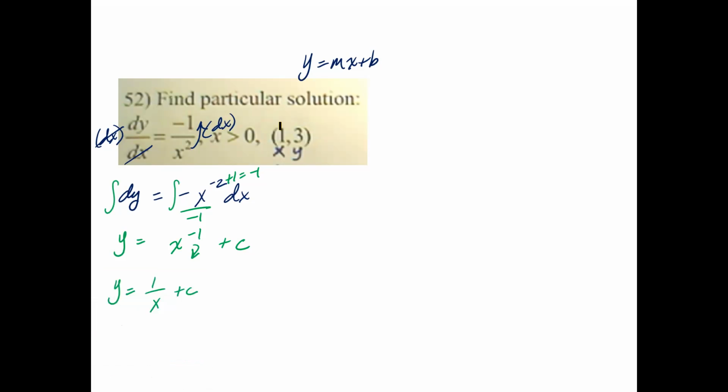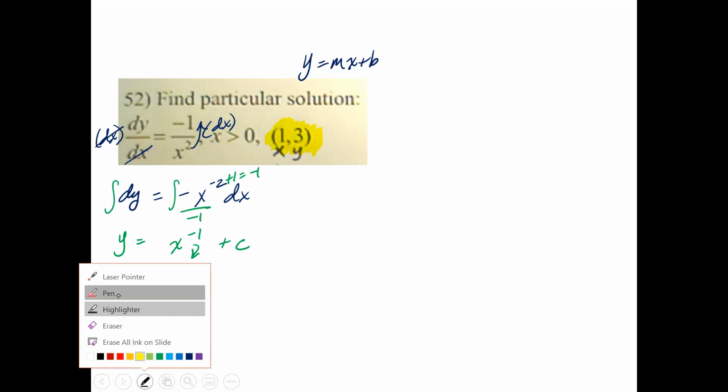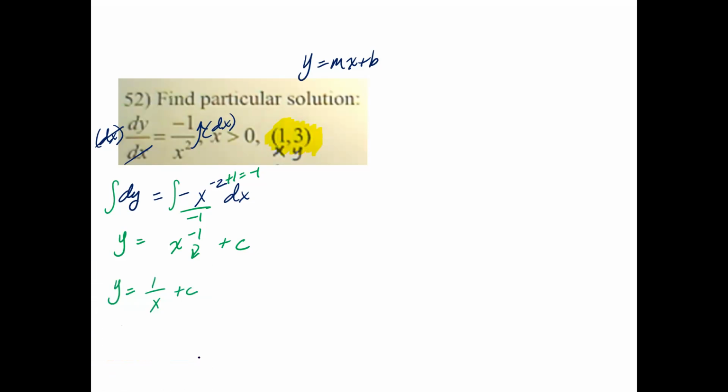But another thing that you should notice is that they do give you a point here, which is the point 1, 3. So you're able to find c. So then what I'm going to do is change the y to a 3, replace the x with a 1, plus c. So c is going to be 2. So y is equal to 1 over x plus 2. And that is your equation.